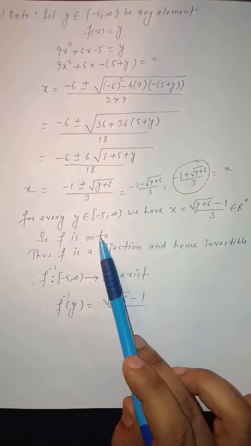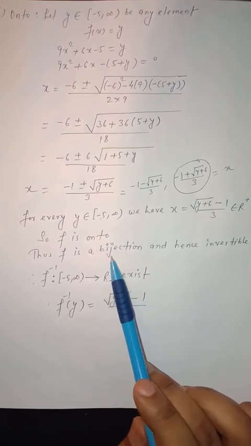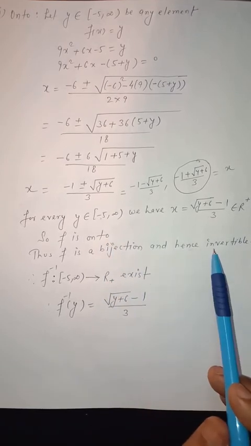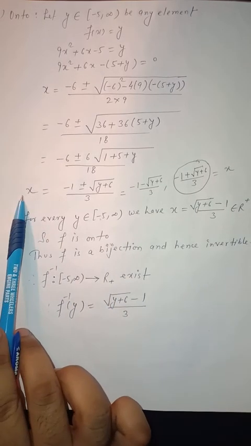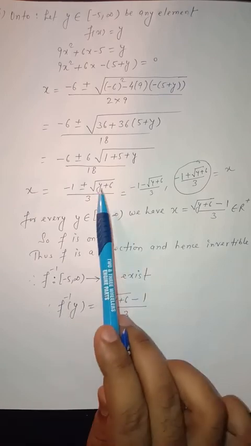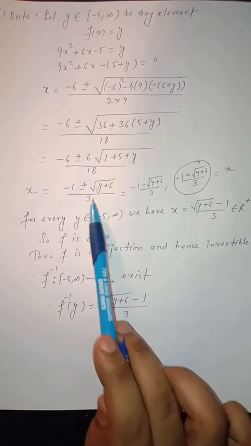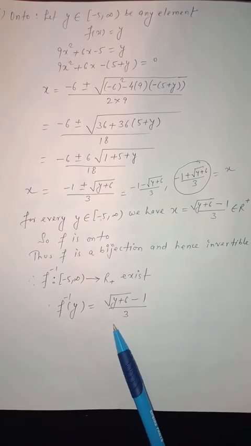So f is onto. So this function is 1-1 as well as onto. Thus it is a bijection and hence it is invertible. And this x is actually f inverse of y, and this f inverse of y is (root of y plus 6 minus 1) upon 3, and hence it is proved.